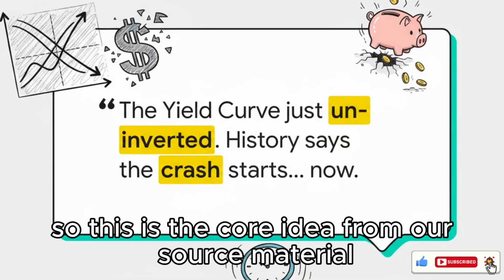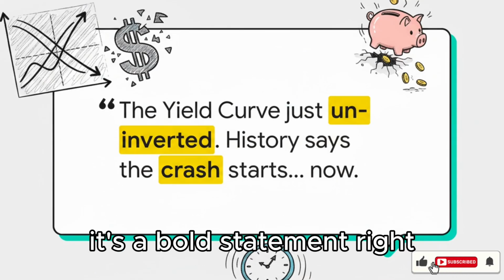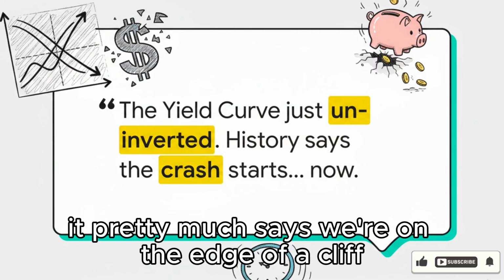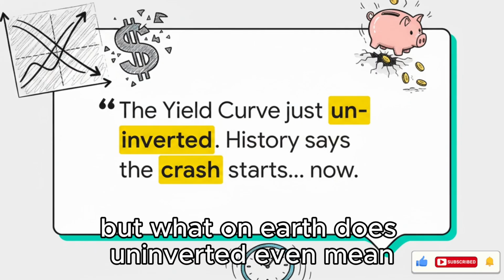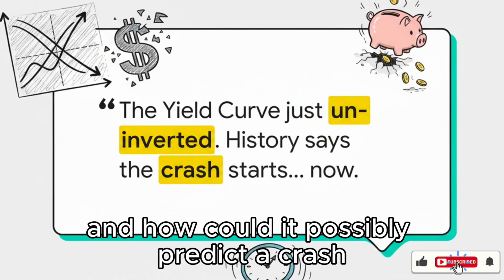So this is the core idea from our source material. It's a bold statement, right? It pretty much says we're on the edge of a cliff. But what on earth does uninverted even mean? And how could it possibly predict a crash?